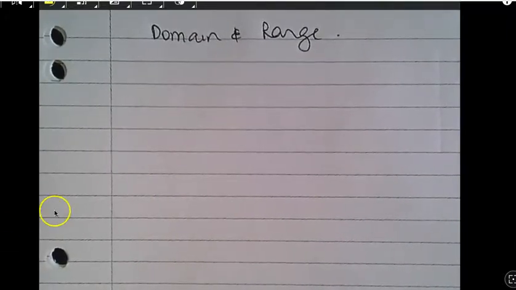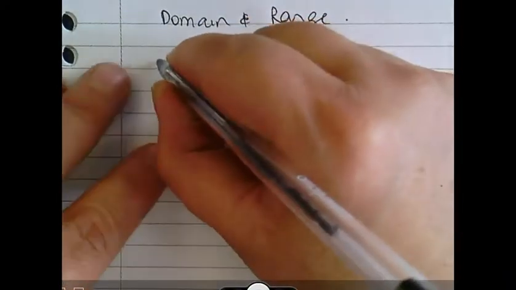Domain and range, we're going to look at many different types of functions, and we're going to find the domain and range of those functions. Now, let's look at something like this. So let's look at straight lines first.